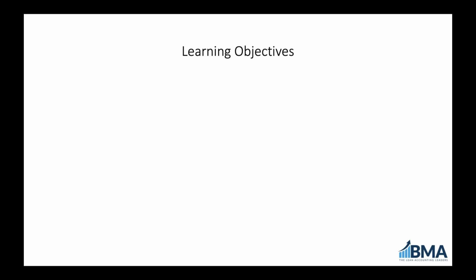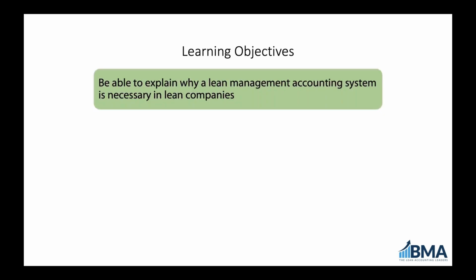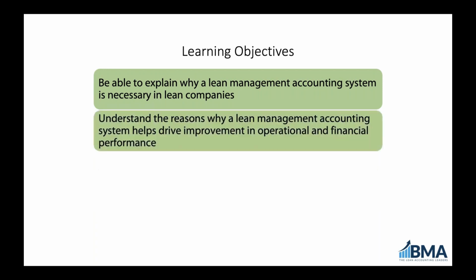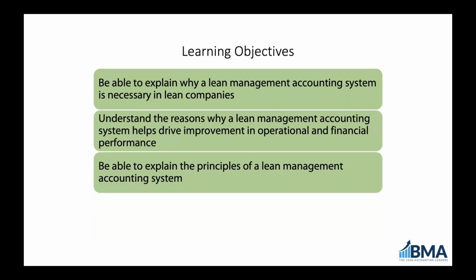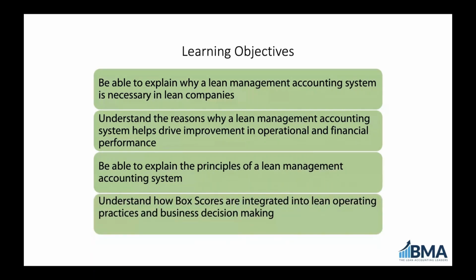Now we will look at the learning objectives. At the end of this webinar, you will be able to explain why a lean management accounting system is necessary in lean companies. You'll be able to understand the reasons why a lean management accounting system helps drive improvement in both operational and financial performance. You'll be able to explain the principles of a lean management accounting system. And finally, you will understand how box scores are integrated into lean operating practices and business decision making.